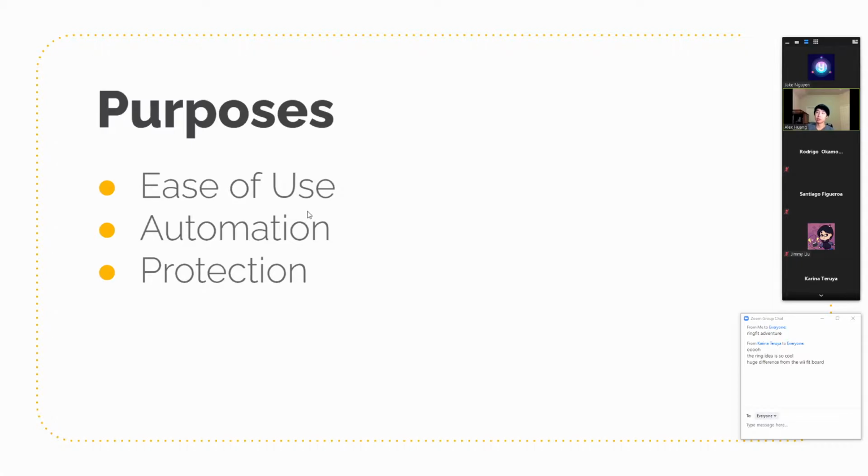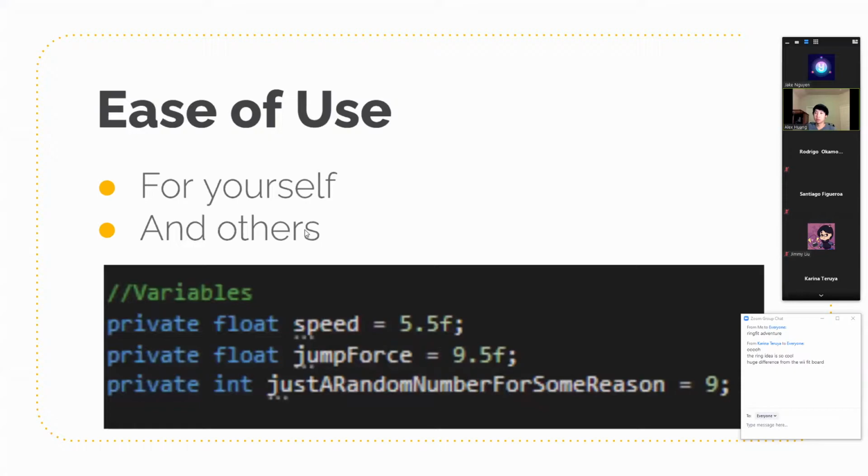So ease of use. What do I mean by ease of use? So for ease of use, what I mean is somebody should be able to look at your script in editor when they see it in the inspector on the side, and they should be able to figure out what each of the variables do, and they should be able to use the game object, use the script, to its fullest without ever looking at the code.